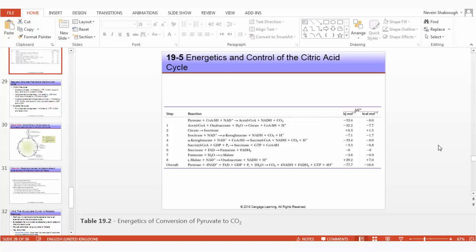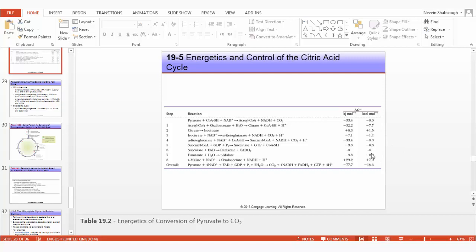Today we want to continue talking about the citric acid cycle. Now in this table we see the energetics of conversion of pyruvate to CO2. If you look thoroughly at this, these are the 8 reactions of the citric acid cycle and the reaction before the cycle.